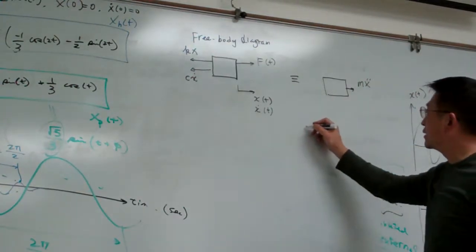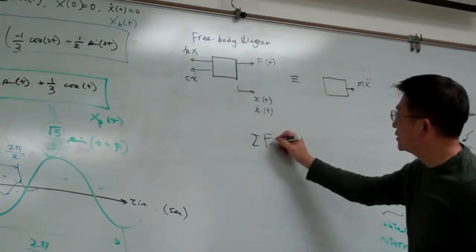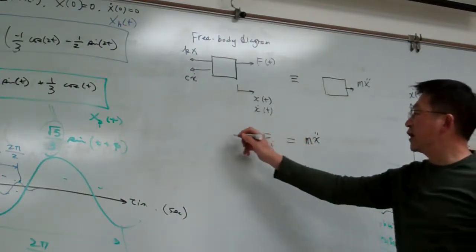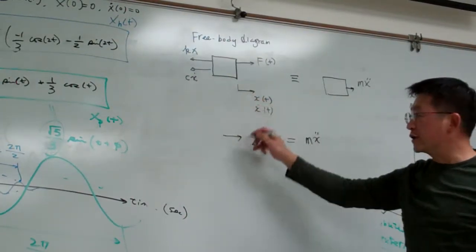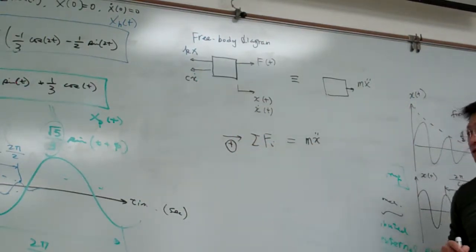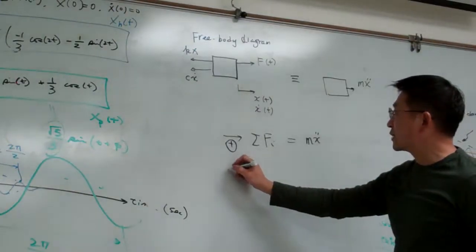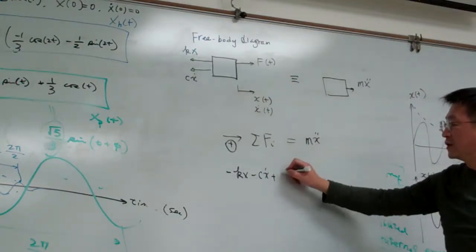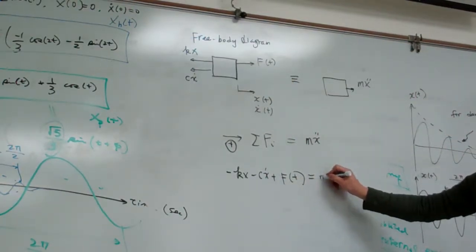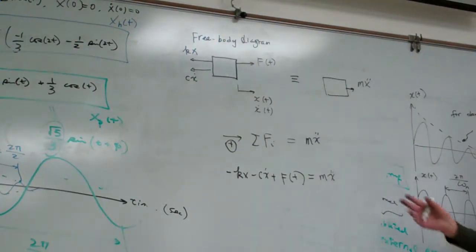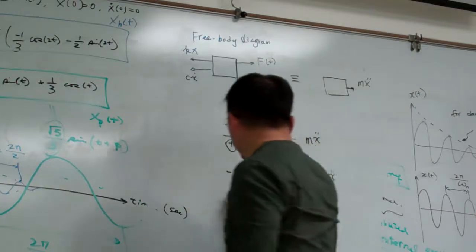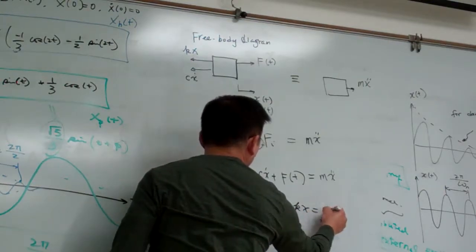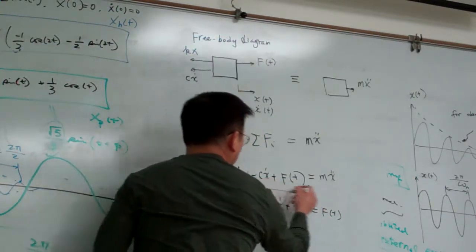Using Newton's law, all the forces are equal to mx double dot, and here we take the sign convention along with our degree of freedom, so it takes the sign convention like this. That means minus kx minus cx dot plus f of t equals mx double dot. Moving things around, we get mx double dot plus cx dot plus kx equals f of t. So that is our equation of motion.